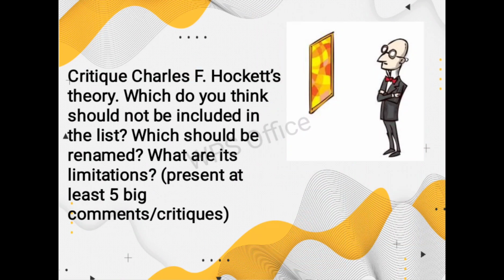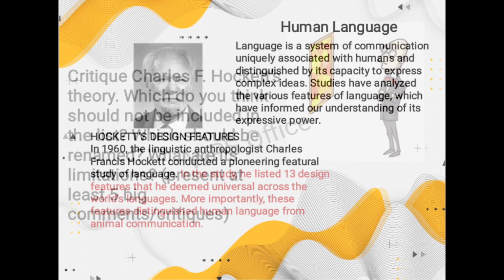And we are given a task to critique Charles Francis Hackett's theory, with the following corresponding questions. Which do you think should not be included in the list? Which should be renamed? What are its limitations? And we are asked to present at least 5 big comments or critics regarding his theory.